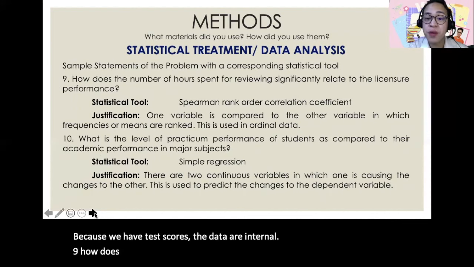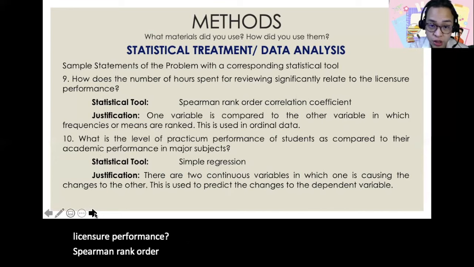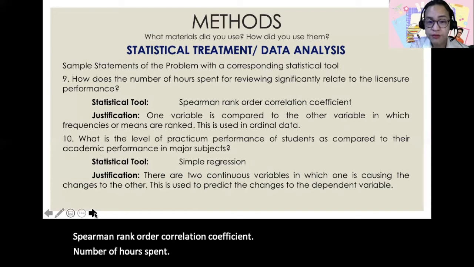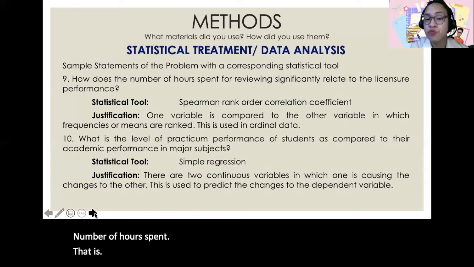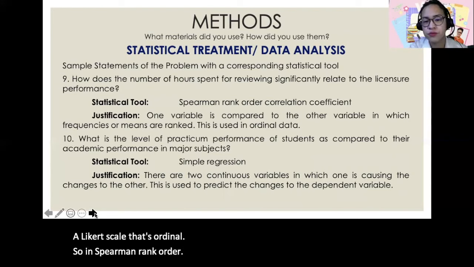9. How does the number of hours spent for reviewing significantly relate to the licensure performance? Spearman rank order correlation coefficient. Because the number of hours spent is ratio, and could be interval as well. And licensure performance, in terms of Likert scale, that's ordinal. So Spearman rank order. Yeah, ordinal data.